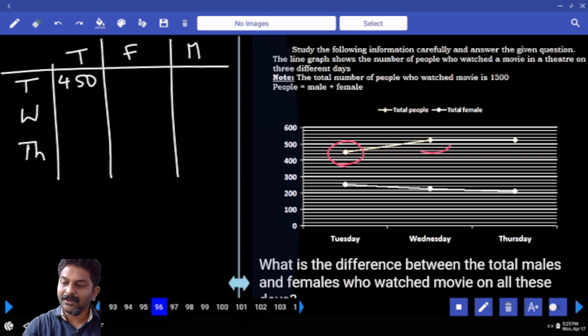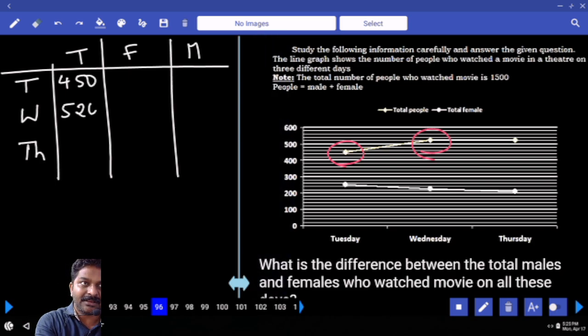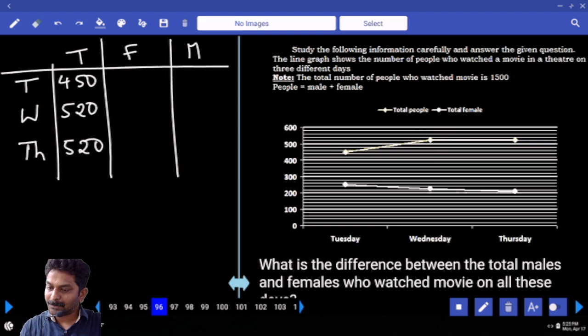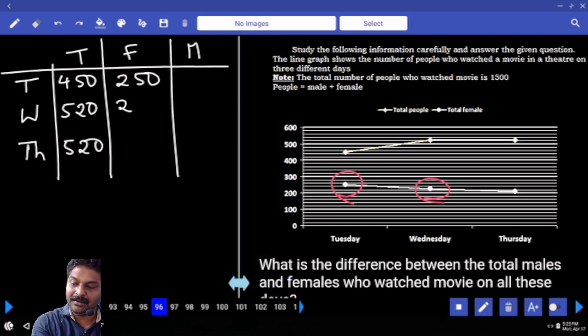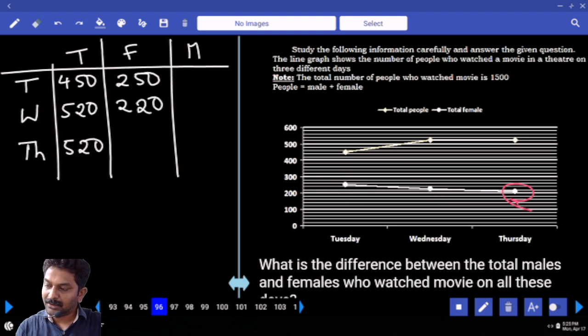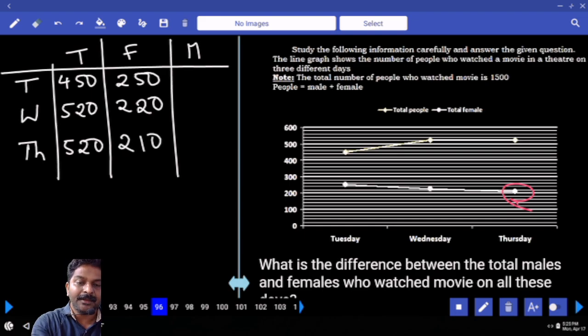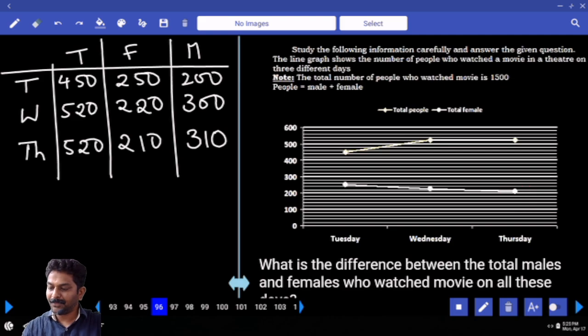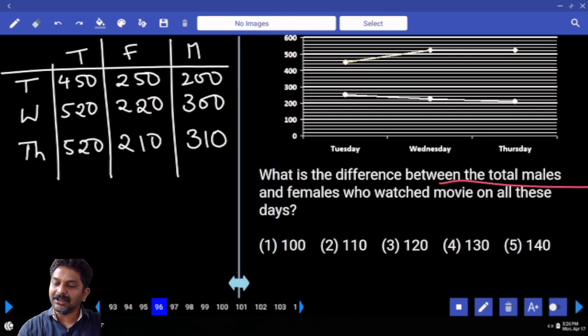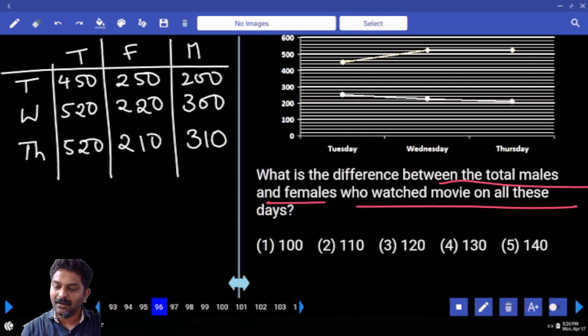450. Next. 520. Next. 520. Next, female. What is this? 250. Next. 220. Let's read it as 20. This is 210. Male 200, 300, 310. Yes? Right. What is the difference between total male and female who watched movie on all these days?